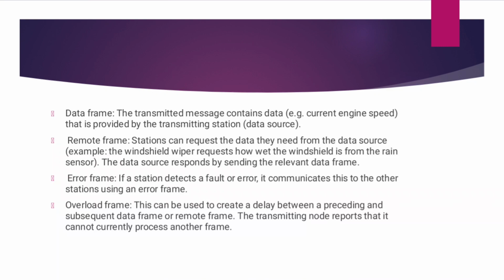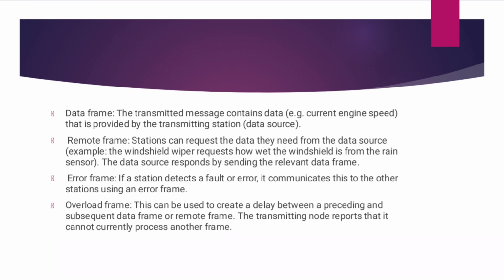First, data frame. The transmitted message contains data that is provided by the transmitting station. Remote frame. Stations can request the data they need from the data source. The windshield wiper requests how wet the windshield is from the rain sensor. The data source responds by sending the relevant data frame.